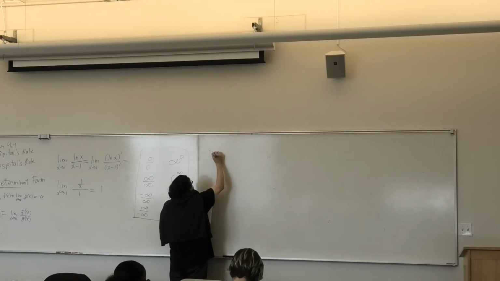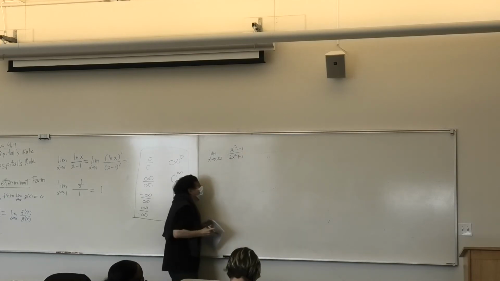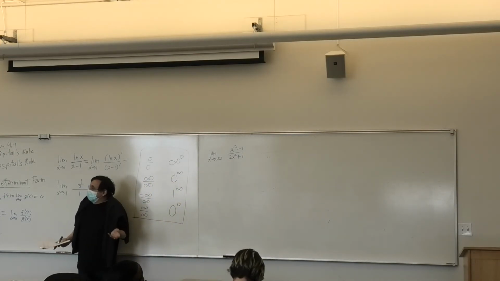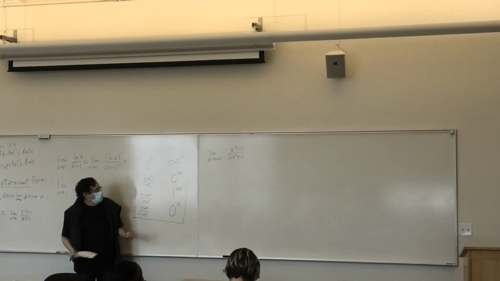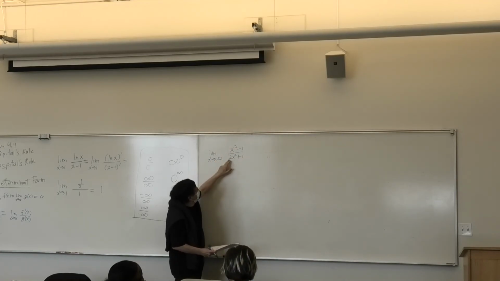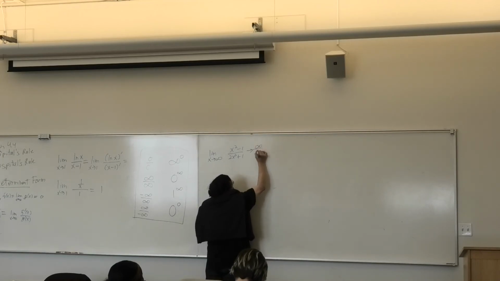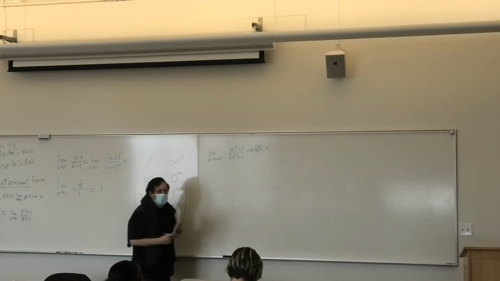We want to know the limit as x approaches infinity of x squared minus 1 over 2x squared plus 1. So the first question we ask, if we want to use L'Hopital's rule, is this an indeterminate form? Well, as x goes to infinity, x squared certainly goes to infinity. The minus 1 doesn't matter. And as x goes to infinity, 2x squared plus 1 certainly goes to infinity. So it's infinity over infinity. Check. We can use L'Hopital's rule.